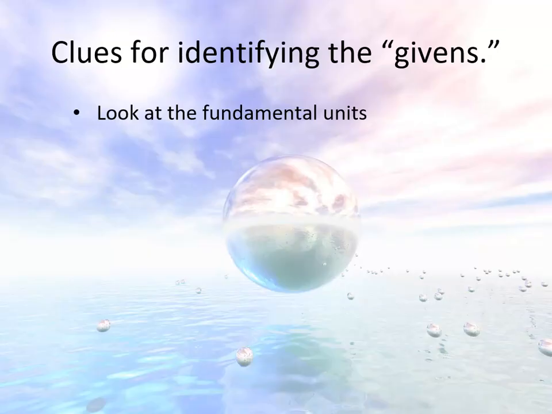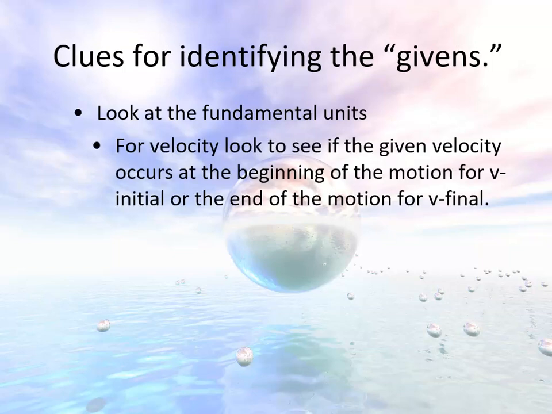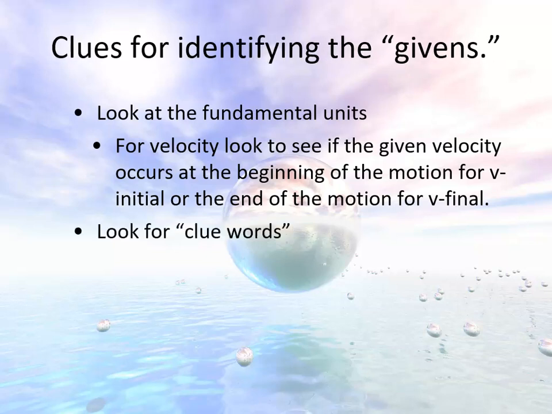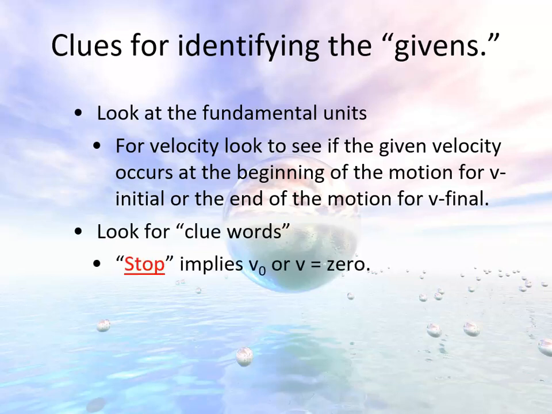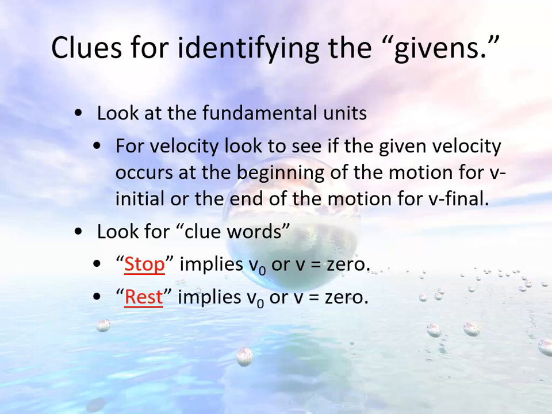So, a lot of times when we're trying to identify givens, we look for fundamental units. Like we know that velocity needs to have units of position over units of time. And then other things like clue words. For example, stop. If it starts from a stop, that means v naught is equal to 0. Or if it comes to a stop, that means v is equal to 0. Rest implies that it's either v naught or v was equal to 0, depending on the rest of the words in the problem.